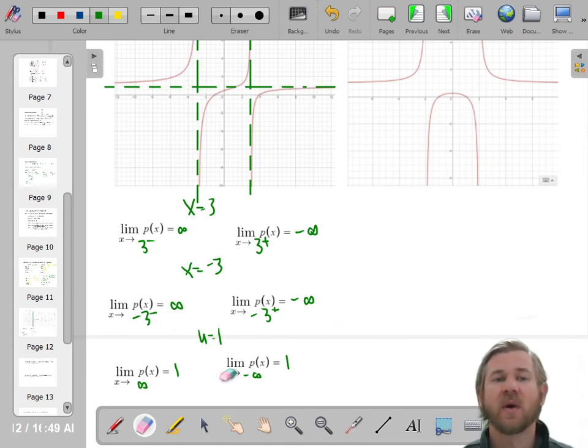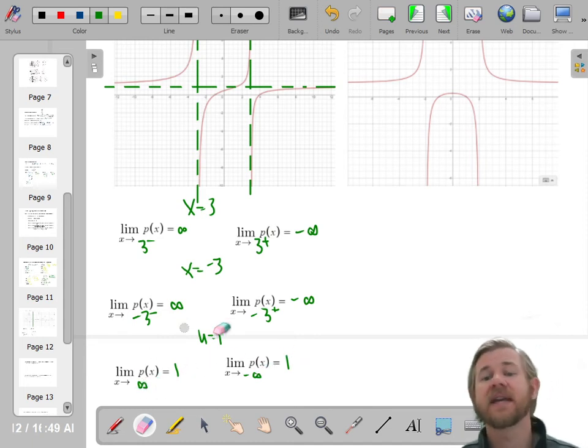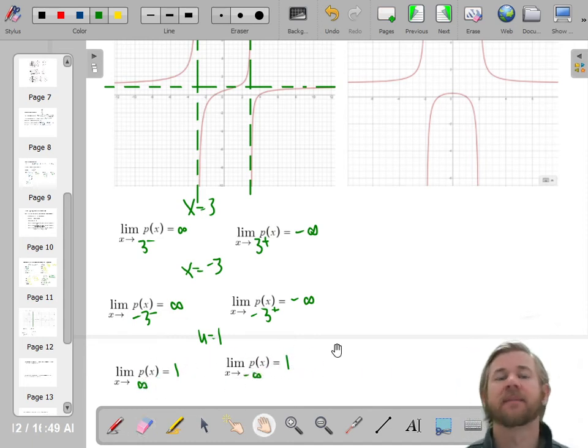So that's y equals 1. The y value is approaching the asymptote, which is 1. And it's saying as you go to the right, so as x goes to infinity, and as you go to the left, x goes to negative infinity.